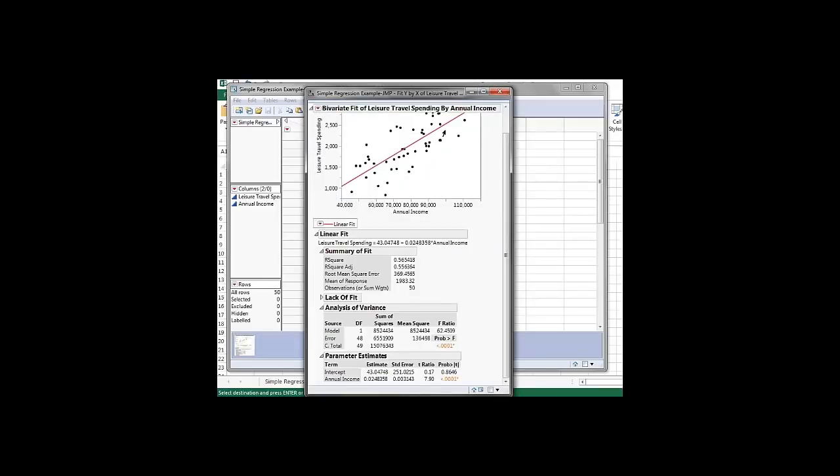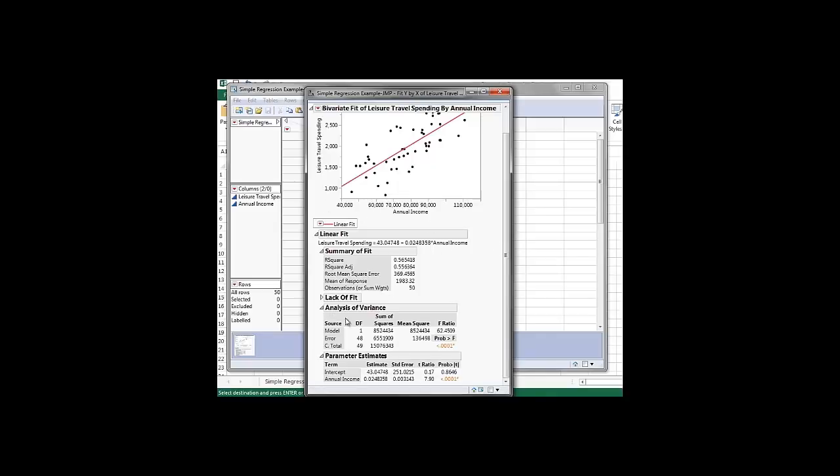This is our regression line, and we have details down here. In the Summary of Fit, we see R square is about 56%. That means 56% of the variation of spending is explained by annual income.